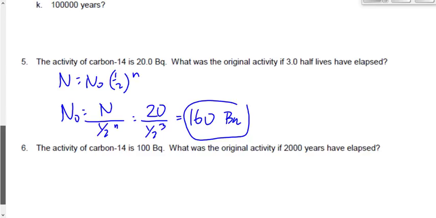Well, our calculation was bigger, right? But, Mitchell, what's the deal there? Yeah, we're trying to find the original. So when we look at this as being the original, this is the final. The final is clearly less than the original. So 160 makes sense, right?